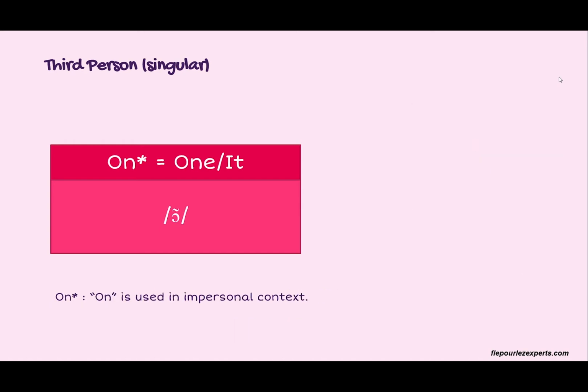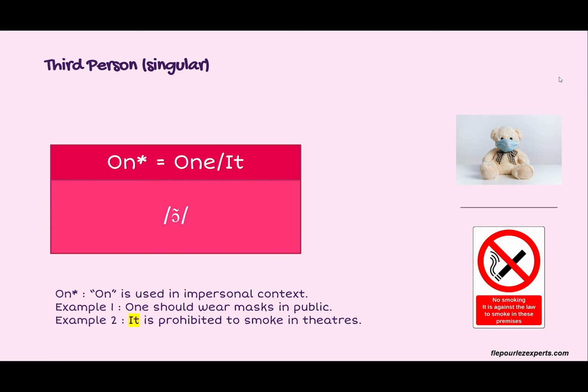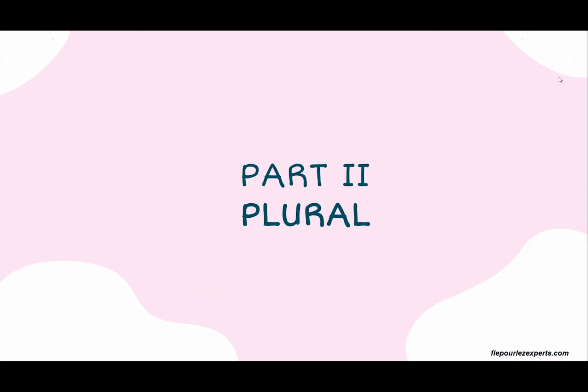So there's a special case for the third person, that is on. On means one or it. On is used in impersonal context. Example 1, one should wear masks in public. Example 2, it is prohibited to smoke in theaters. Moving on to part 2, plural, French subject pronouns.